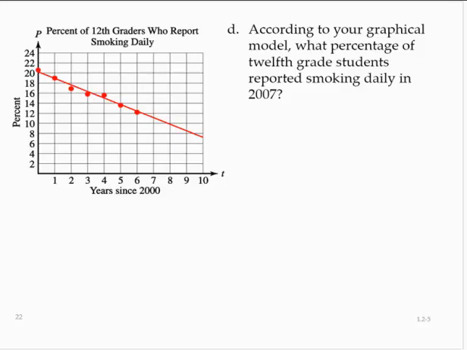According to the graphical model, what percentage of 12th graders reported smoking daily in 2007? All right, so in 2007, that means that t equals 7. So we would focus on this point right here, and that appears to be right on about 11.